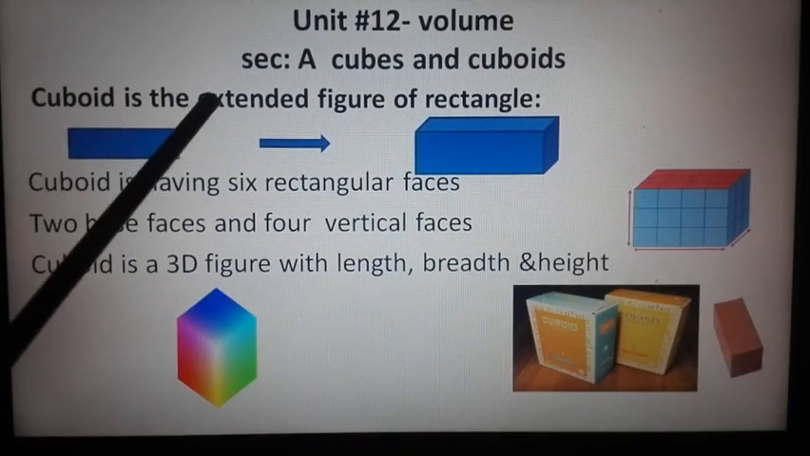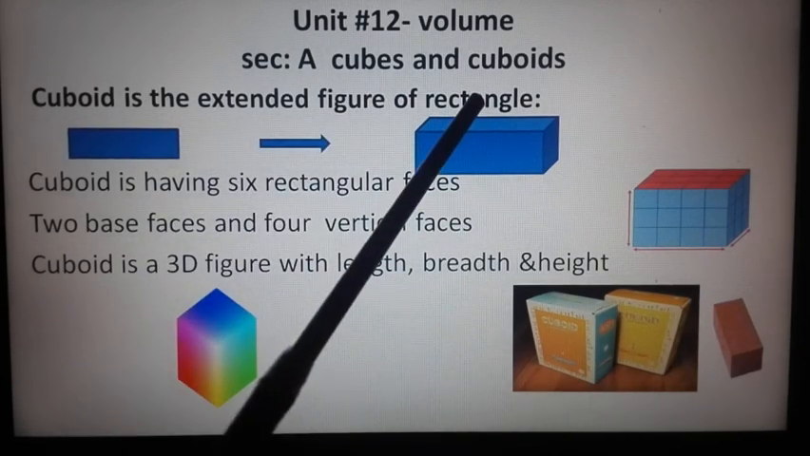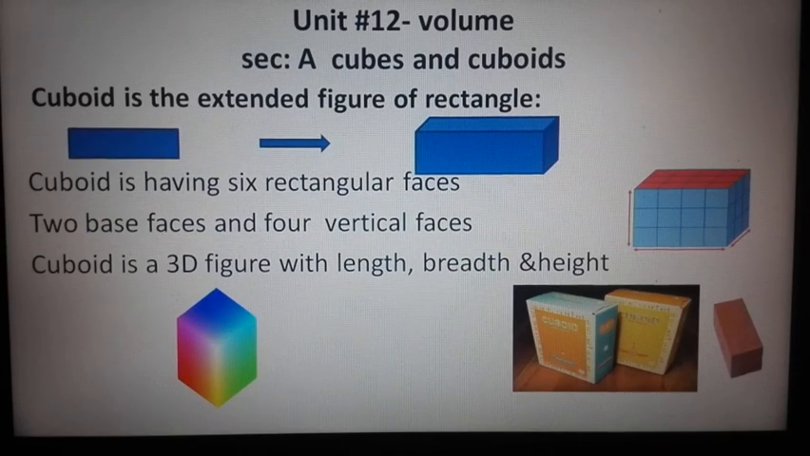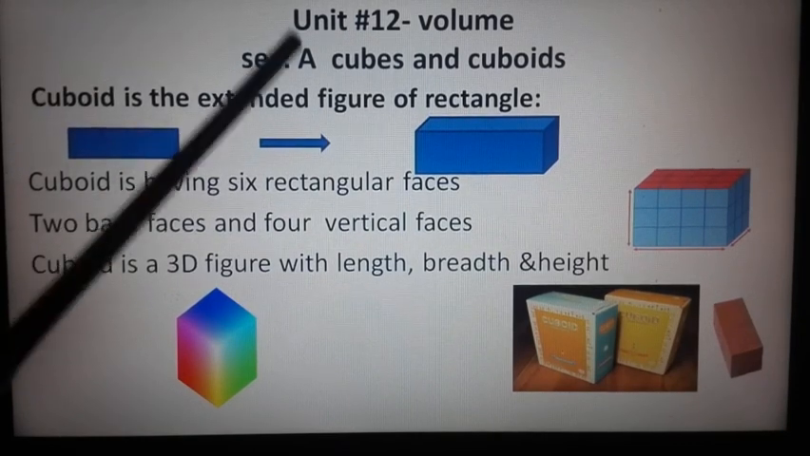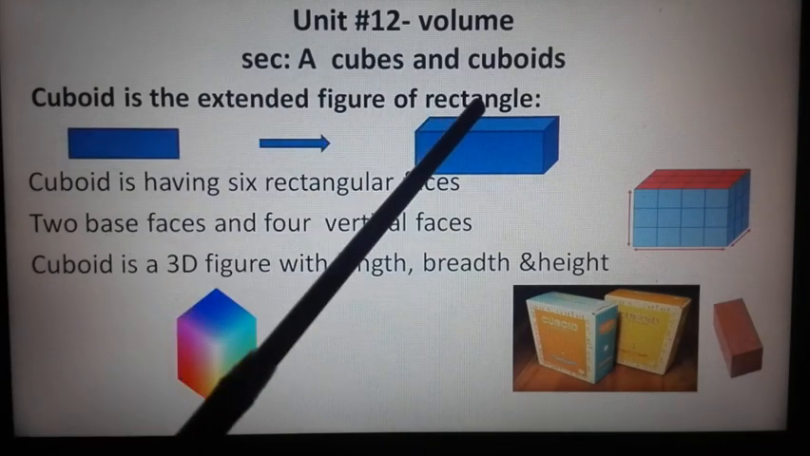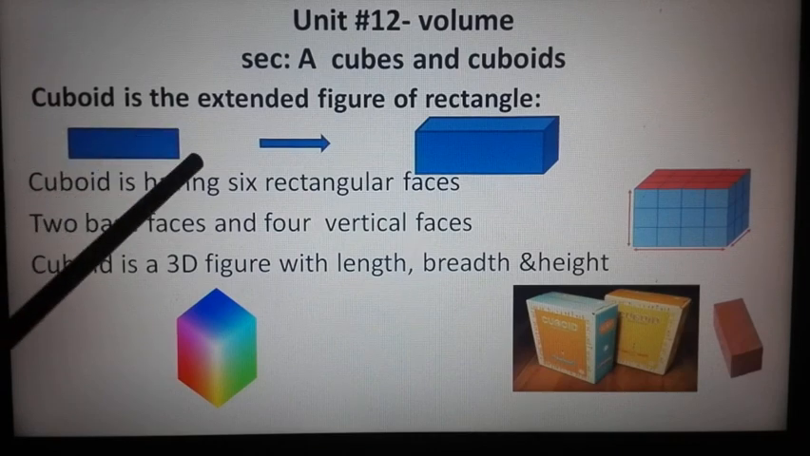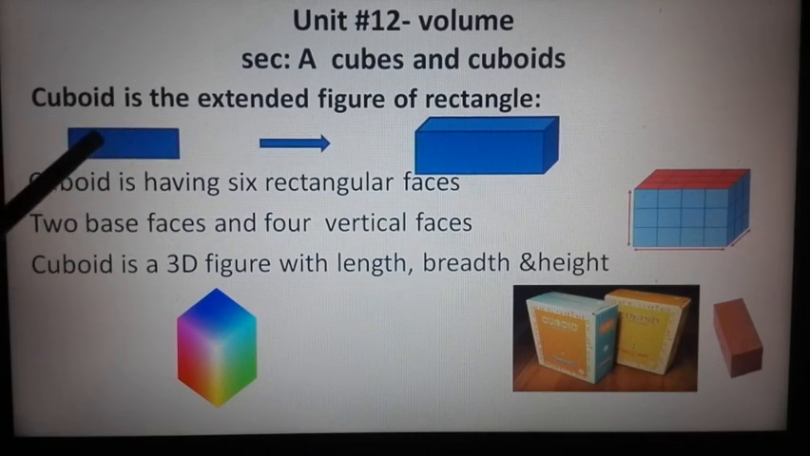Cuboid is the extended figure of rectangle, the same as we learned about cube. Cube is the extended figure of square. Correct. So cuboid is the extended figure of rectangle. Rectangle has opposite sides equal. Not all the sides are equal.